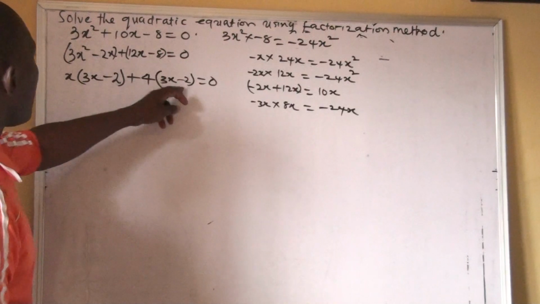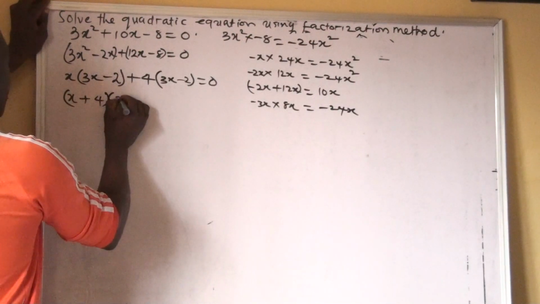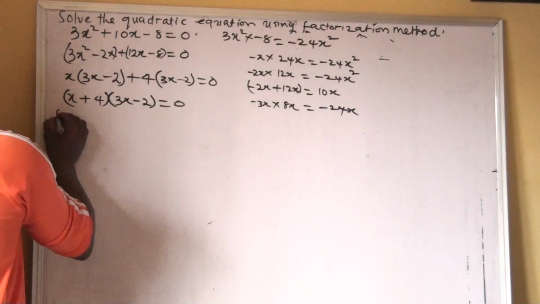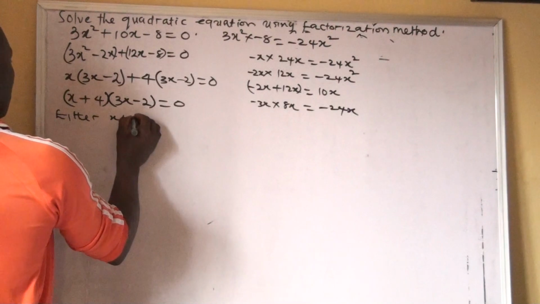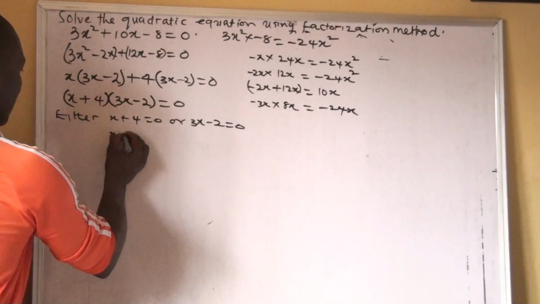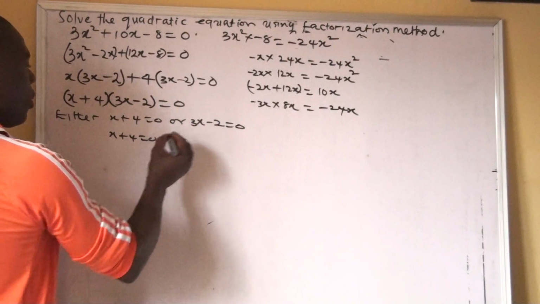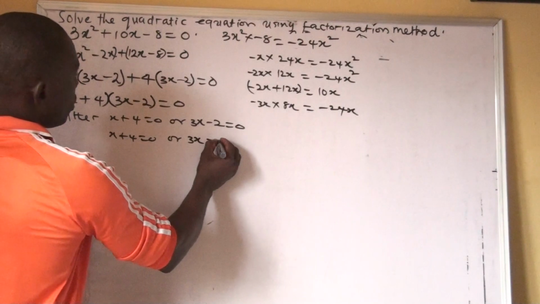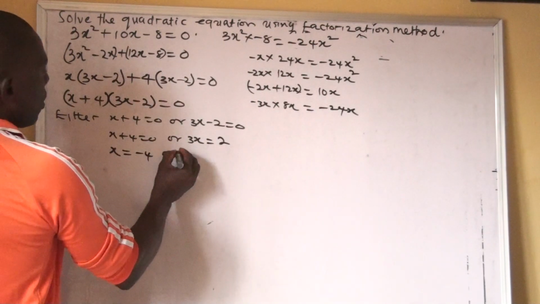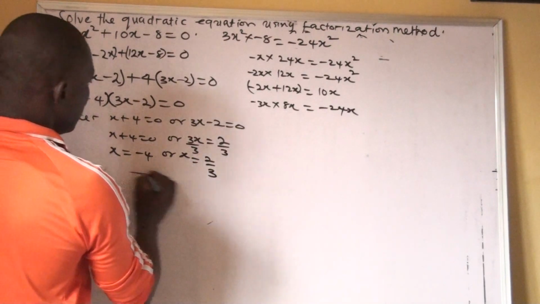Okay, here you see this term, they are the same, so you pick them as one. So here becomes x plus 4 into 3x minus 2 equals 0. The next step is that either x plus 4 equals 0 or 3x minus 2 equals 0. So here x plus 4 equals 0, or here this is plus 2 as it crosses the sign of equality, it becomes positive. So here we have 3x equals 2. So x, this is plus 4, as it crosses to this side becomes minus 4. Or x, we divide both sides by 3, x equals 2/3. These are the roots of the equation.